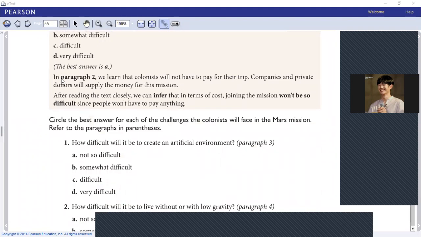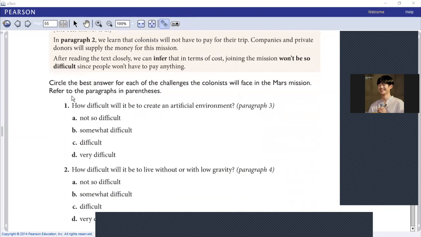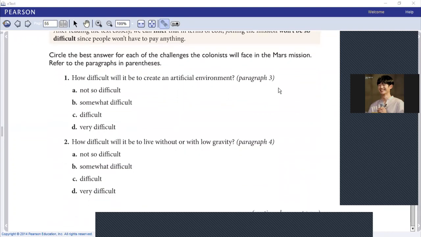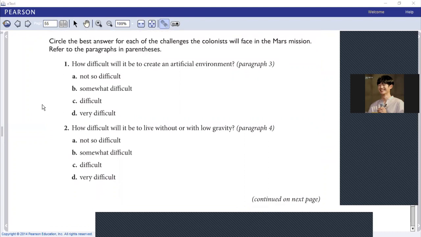Circle the best answer for each of the challenges the colonists will face in the Mars mission. Refer to the paragraphs in the parentheses, okay? So it already has a reference to a paragraph of the text. So you have to annotate the keywords in the question and also in the answer choices, right? How difficult will it be to create an artificial environment? Okay, who would like to respond to that? How hard will it be? Anyone?